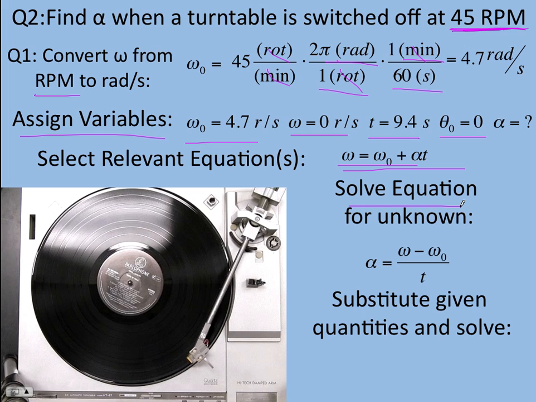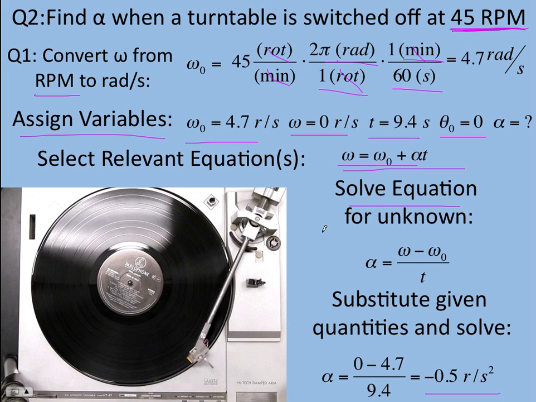Now we put in our quantities. Omega is 0. Omega 0 is 4.7. Divided by the time, I get negative 0.5 radians per second. People who didn't do this step might come up with positive 0.5, and you would miss one you should know how to do. So do it my way until you're getting everything right.